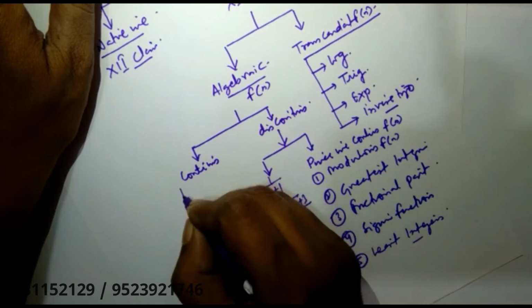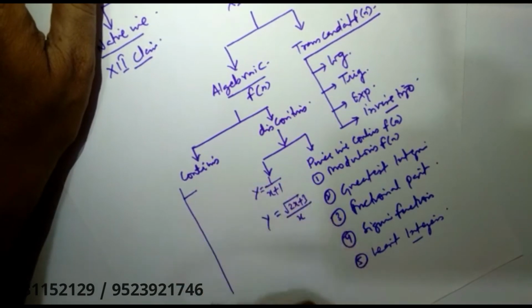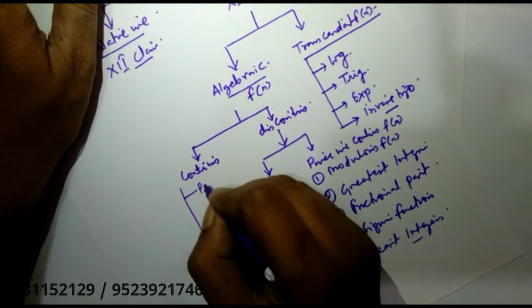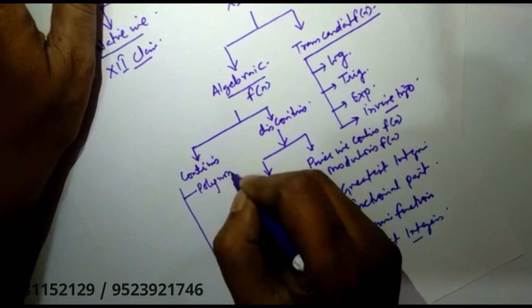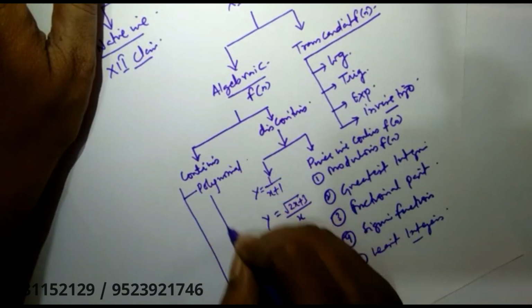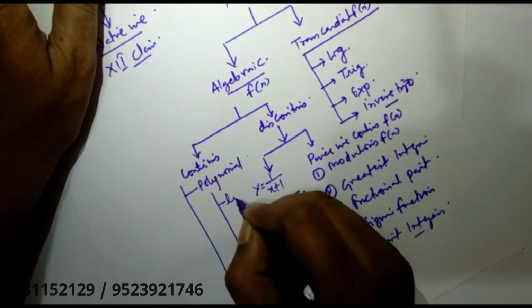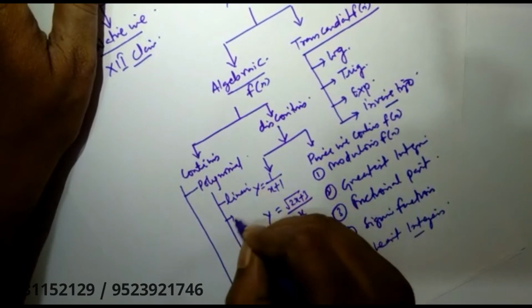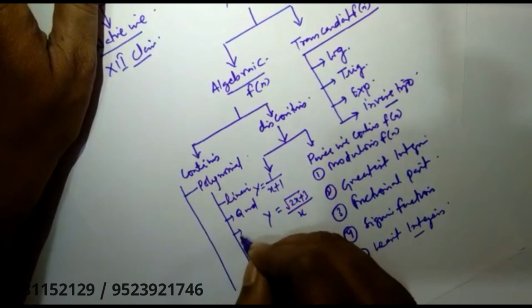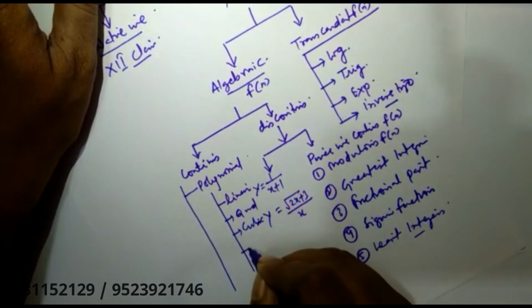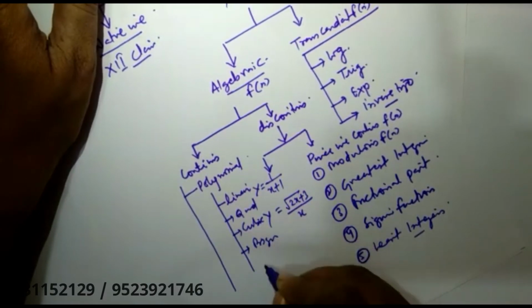Inside continuous function, we will discuss so many functions like polynomial function. Inside polynomial, there are so many categories. First one is your linear, second one is quadratic, third one is cubic, fourth one is biquadratic, like this.